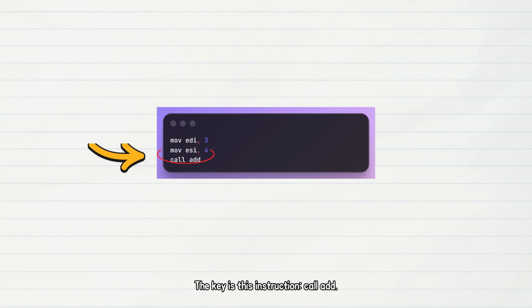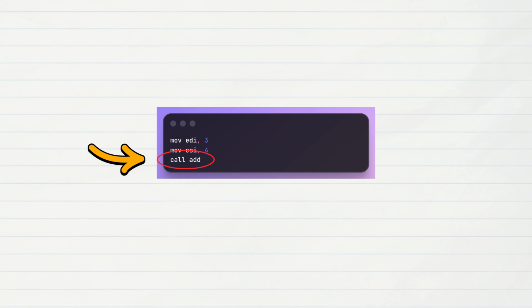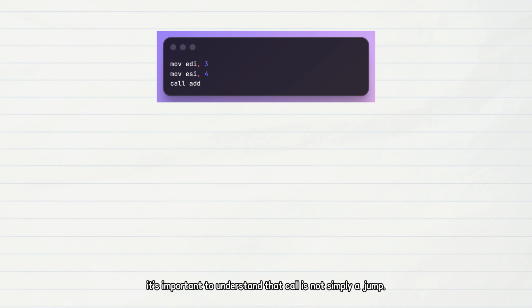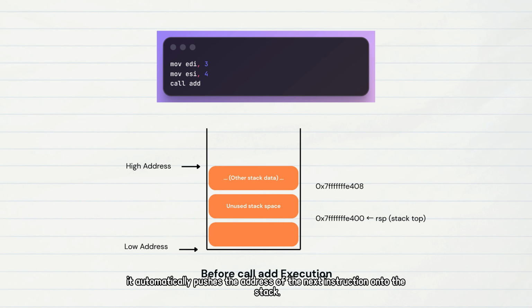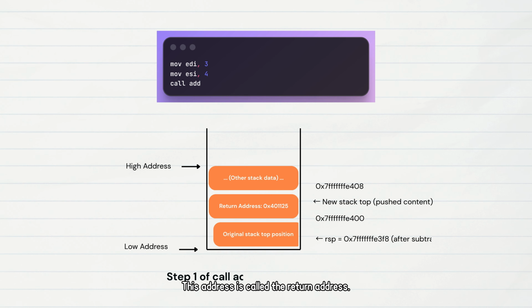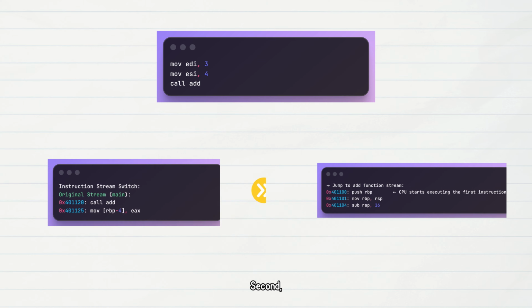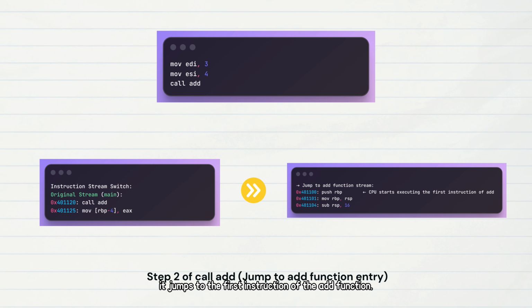The key is this instruction, call add. It's the soul of the entire function call. So what does this instruction actually do? First, it's important to understand that call is not simply a jump. Call performs two atomic operations in one go. First, it automatically pushes the address of the next instruction onto the stack. This address is called the return address. Second, it jumps to the first instruction of the add function.